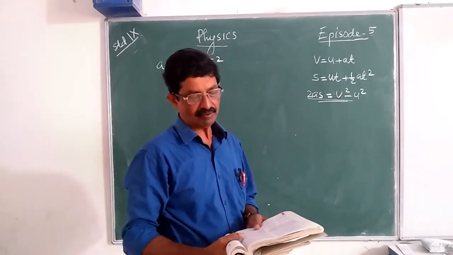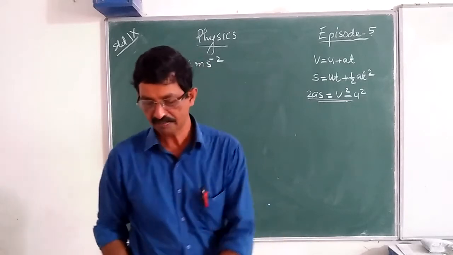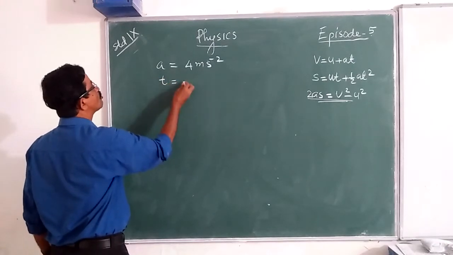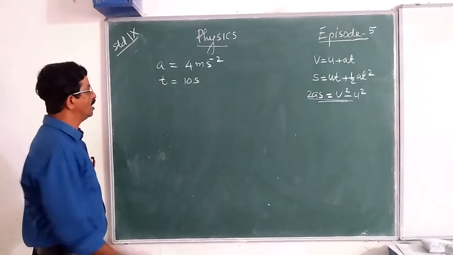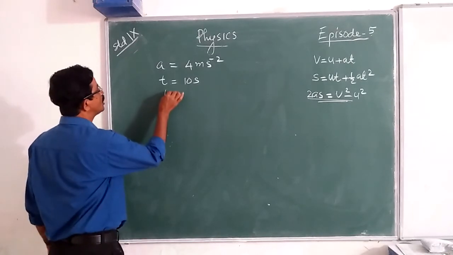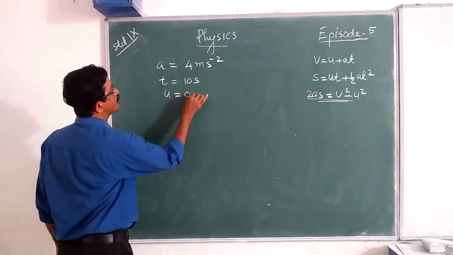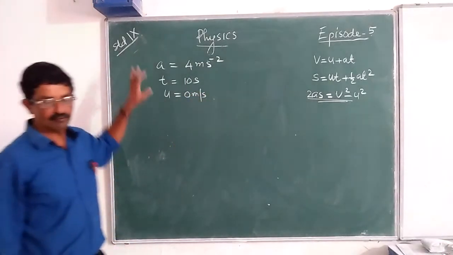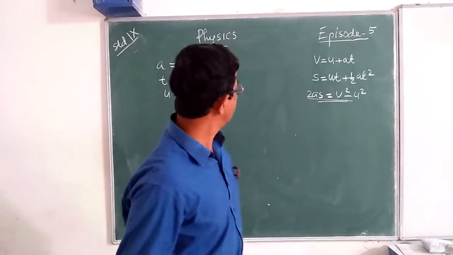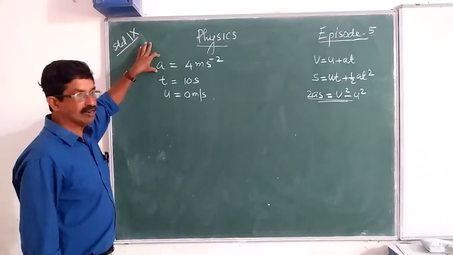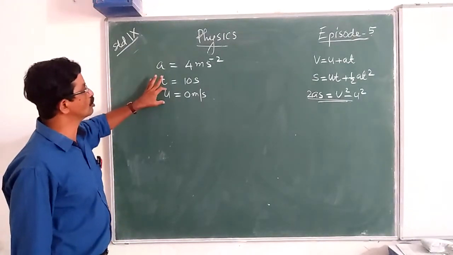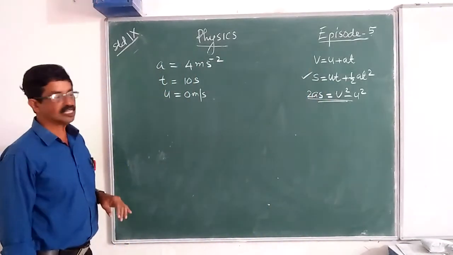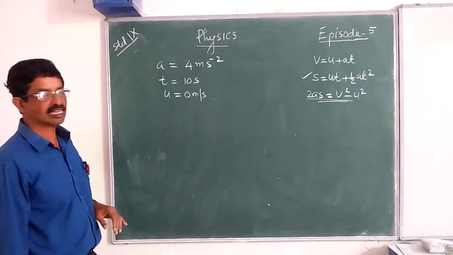What distance will it cover in 10 seconds after start? How much does it travel 10 seconds after start? T is equal to 10 seconds. And it starts, so its initial velocity u is equal to 0 meter per second. Now we want to find out how far it travels. Here a is given, t is given, u is also given. So we can use this relation to find the distance traveled by the racing car.